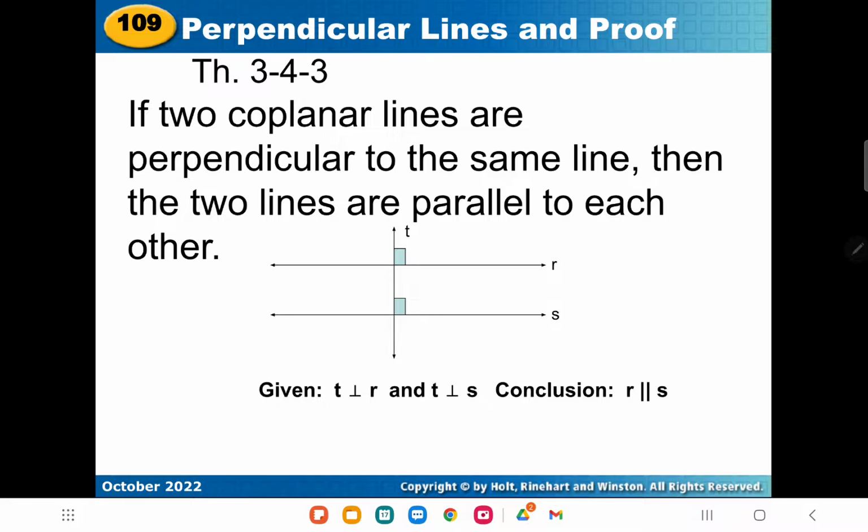Now, if we think about this backwards, if two coplanar lines are perpendicular to the same line, then the two lines are parallel to each other. And we can see that this must happen because we have T perpendicular to S, T perpendicular to R. We have a pair of corresponding angles here. They are congruent, and so by CAP, R must be parallel to S.